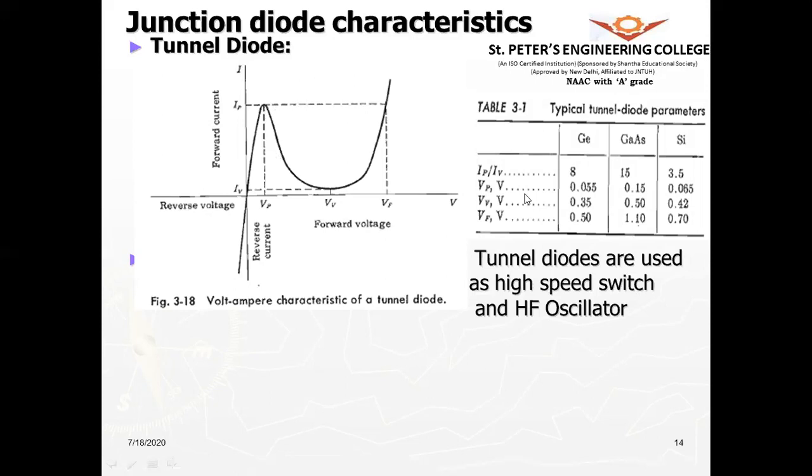So these are the typical values for the tunnel diode parameters: IP, IV and VP in terms of volts, and the valley voltage, the forward voltage. It is all given here. This tunnel effect is observed in germanium, silicon, and gallium arsenide. So these are the different tunnel diodes.